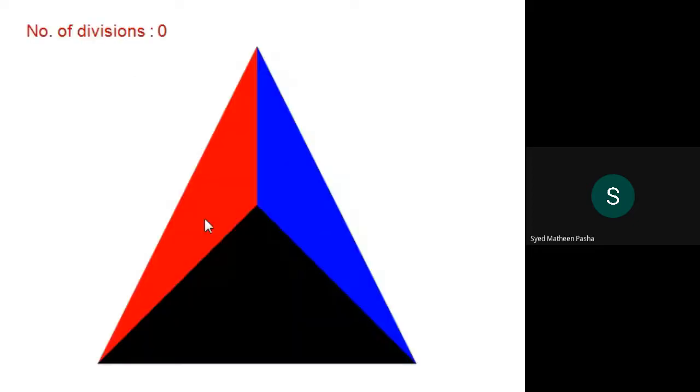Then check out how the division is being done with respect to the Sierpinski gasket. In the initial phase, as I told, how many parts should it be divided into? It should be divided into four. In the initial stage, how many sides do you have for a triangle? There are three sides. With respect to 3D, the triangle is in this form. This is the initial state. There are no divisions here, that is zero divisions.